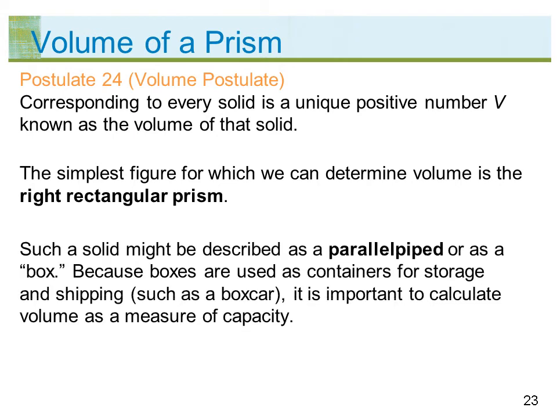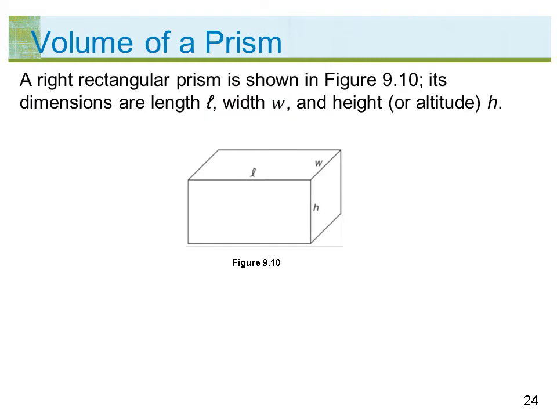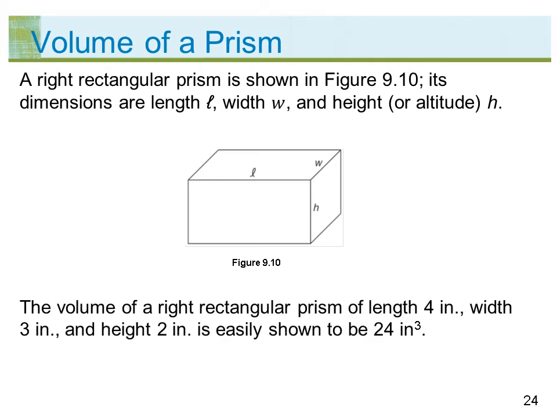Such a solid might be described as a parallelepiped or as a box. Because boxes are used as containers for storage and shipping, such as a boxcar, it is important to calculate volume as a measure of capacity. A right rectangular prism is shown in figure 9.10. Its dimensions are length L, width W, and height or altitude h. The volume of a right rectangular prism of length 4 inches, width 3 inches, and height 2 inches is easily shown to be 24 inches cubed.